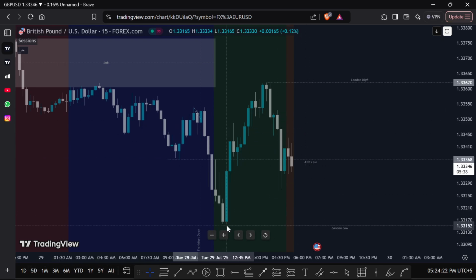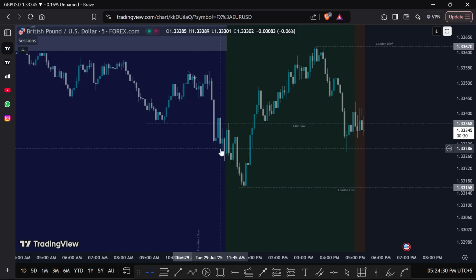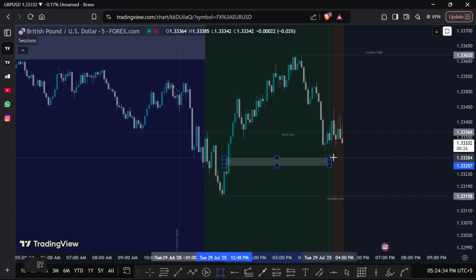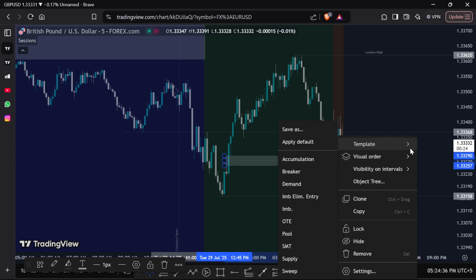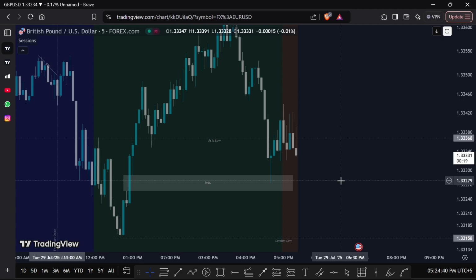Alright, now we have this imbalance here. Maybe if we go ahead on M3, the imbalances are there, but they are with wicks. They are not big imbalances. But on M5, the imbalance is now being balanced in the market.